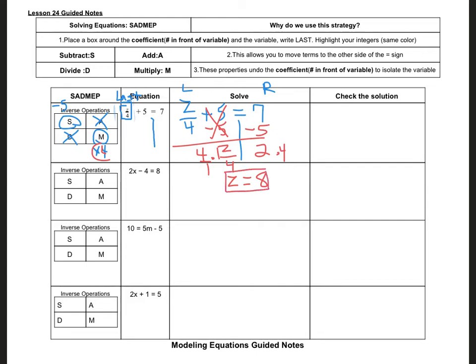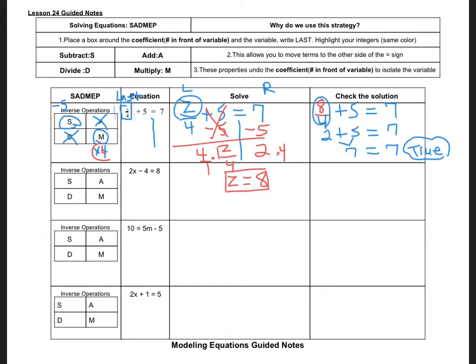Now I need to check this solution of 8 and see if it actually works. In place of z right here, I'm going to put 8. If I take 8 and divide it by 4 and add 5, will I get 7 on the right-hand side of my equation? Well, 8 divided by 4 is equal to 2, and 2 plus 5 gives me 7. So does 7 equal 7? Just like we were checking our inequalities, this makes it a true statement. So 8 is the solution of this equation.